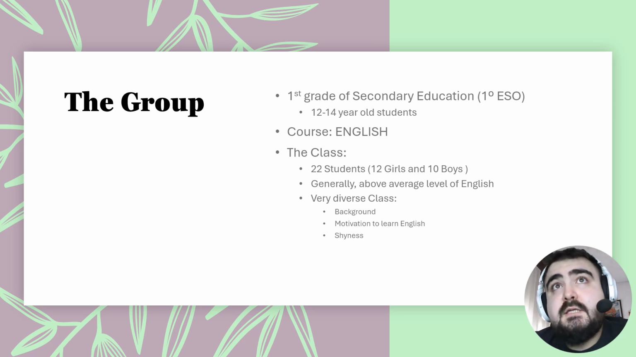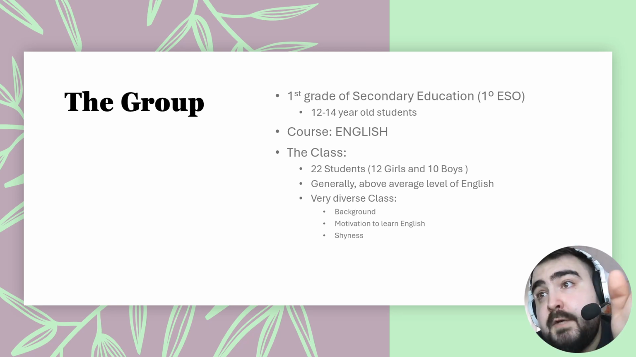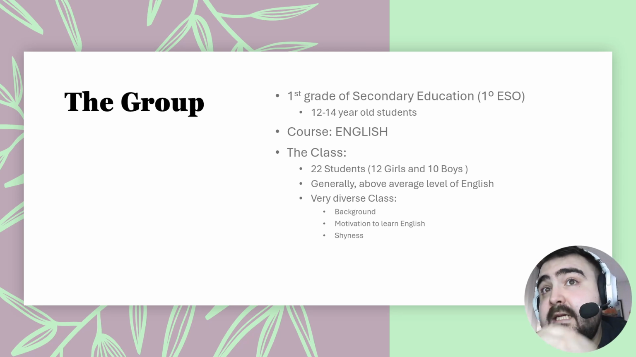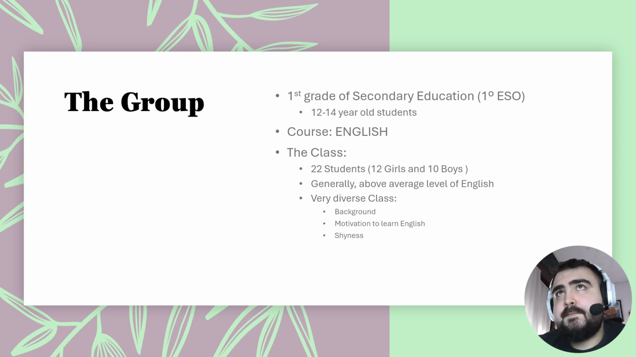So we've chosen to work in Primero de la ESO, which would be the first grade of secondary education. So we're going to be talking about 12 to 14-year-old students. The course we have decided to work on will be English, and the class will consist of 22 students, 12 of which are girls and 10 boys. Generally speaking, the level of English is above average, and we are working with a very diverse class, diverse in background, motivation to learn English, shyness, and many other factors.